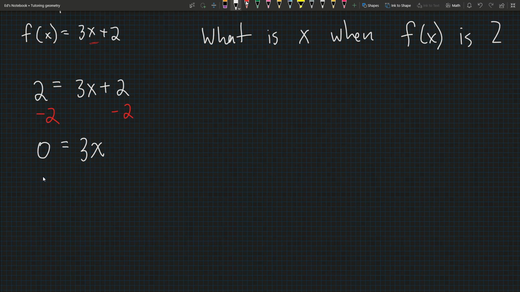Those 2's cancel out. Now I have basically just a coefficient. That's the number in front of my variable, next to x. So in order to get rid of that, if you guys don't remember, I have to divide. If you have 3 of something and you know that's equal to 0, and you divide by 3, then it's still worthless, right?